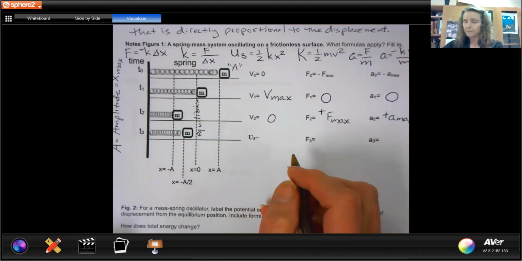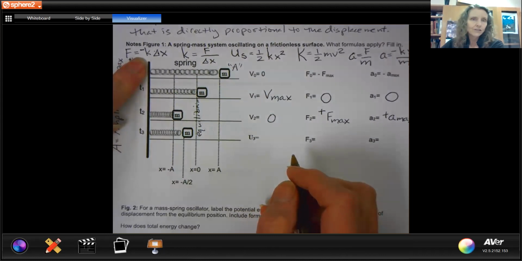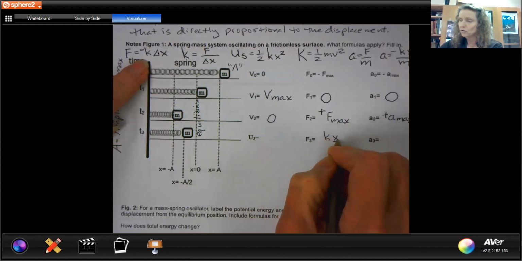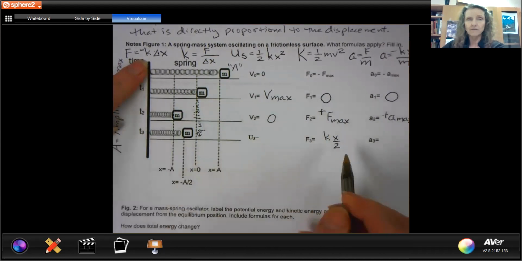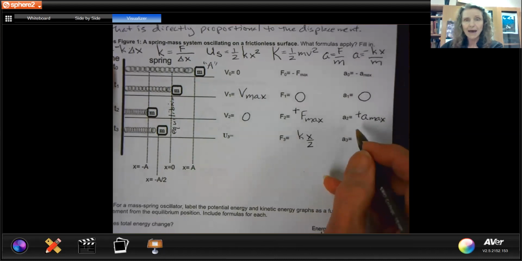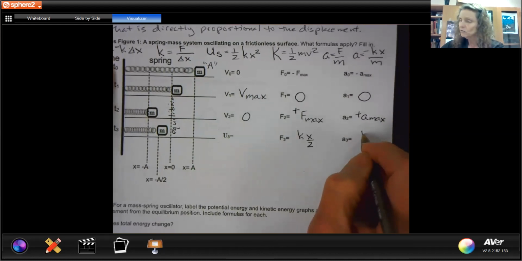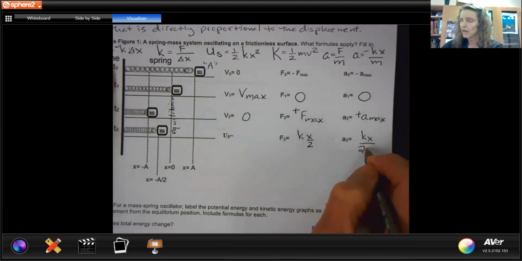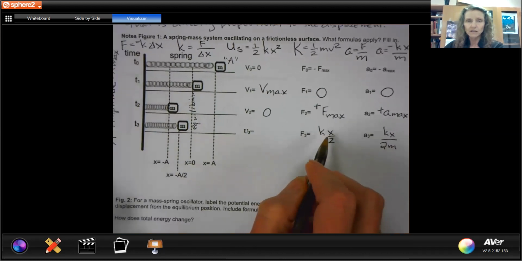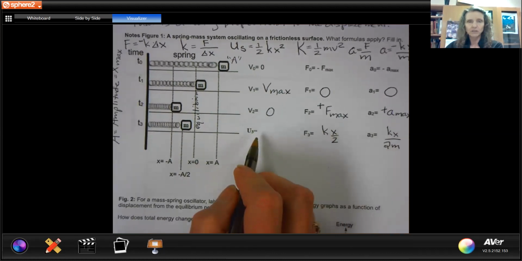Well, we're going to use Hooke's law. Force is magnitude, at least, of kx. So right here, the force is going to be k times x over 2 because it's halfway back. And we already said heading that direction, it's positive. Okay, so the acceleration is going to be force divided by mass. So that's kx over 2 divided by m. So the 2 and the m are both downstairs. Okay, so this is giving us a little bit of a hint maybe about what's happening here with potential energy.